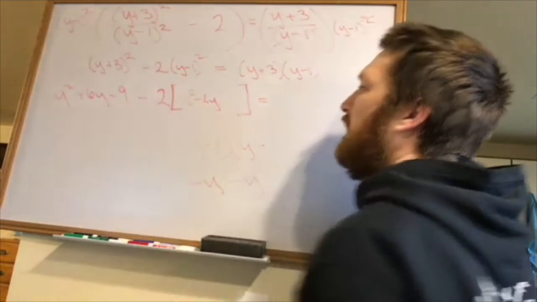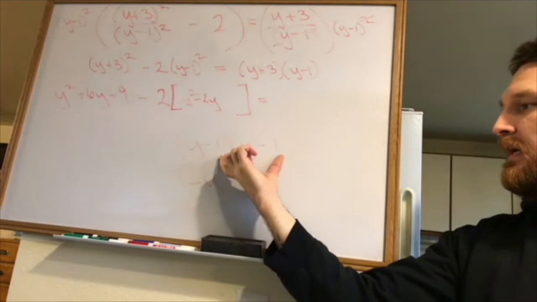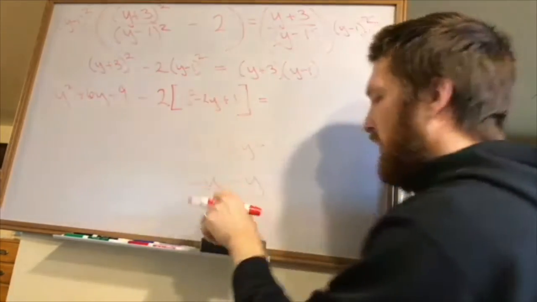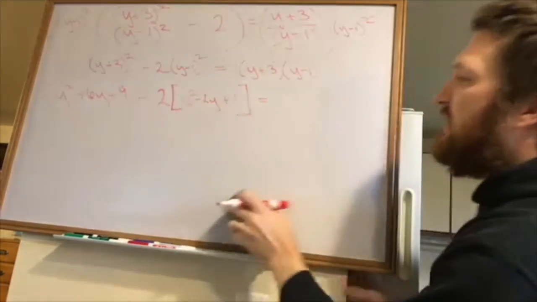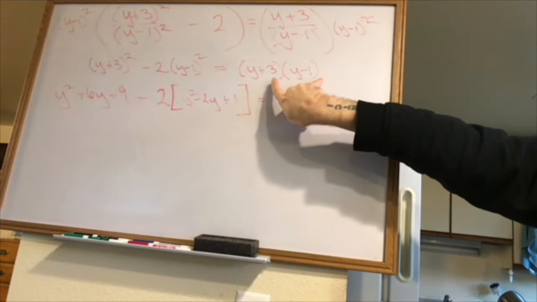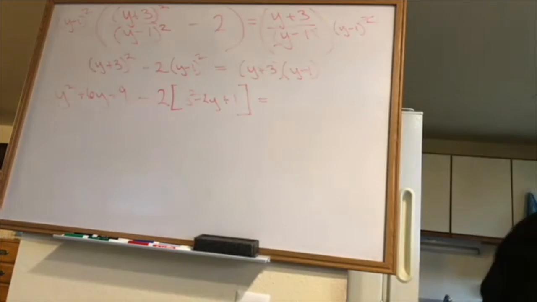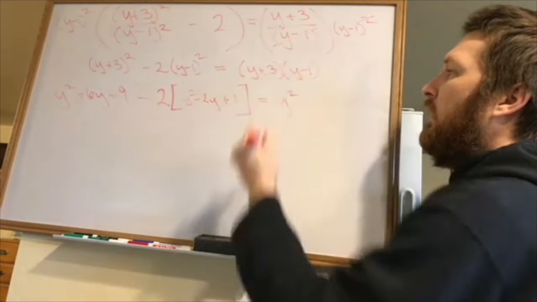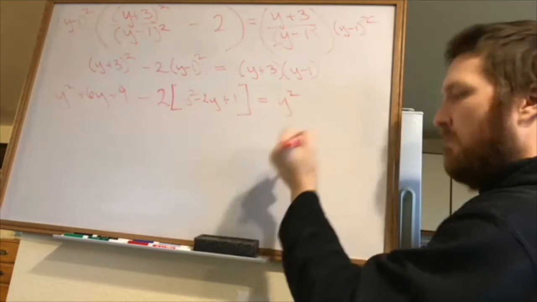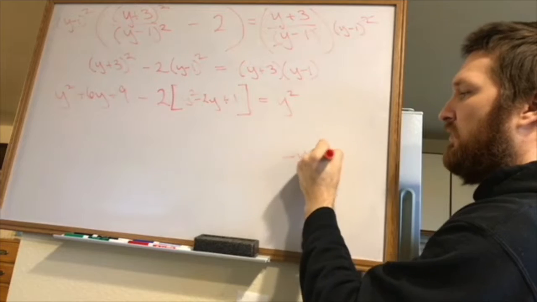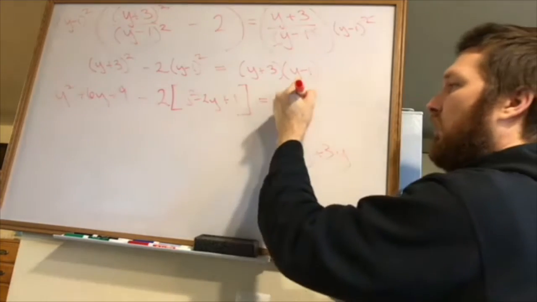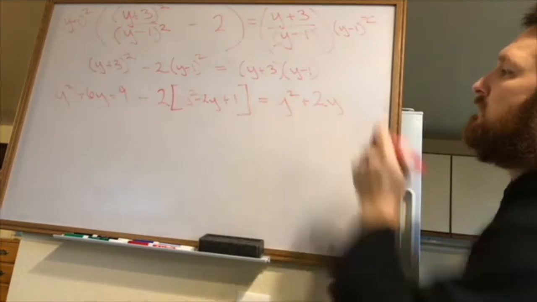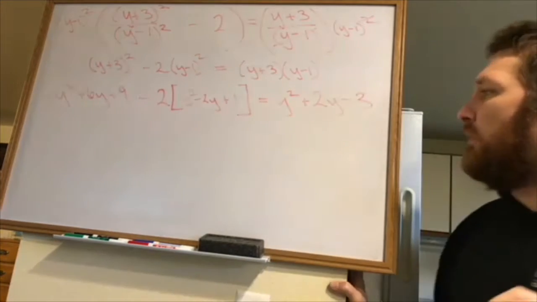Okay, good deal. Now when we do last, what do we get? Positive 1. Now, this guy's already set up nice, so we'll just go ahead and FOIL him. And what do we get when we FOIL those guys? Y squared, minus y plus 3y is plus 2y? Plus 2 y's, yep. And then a minus 3.